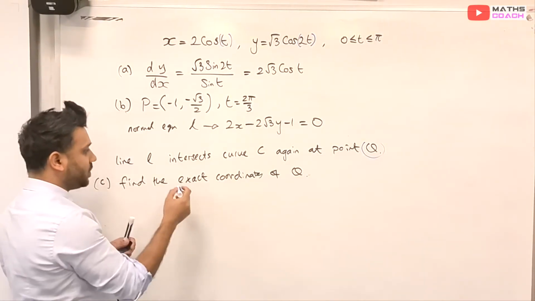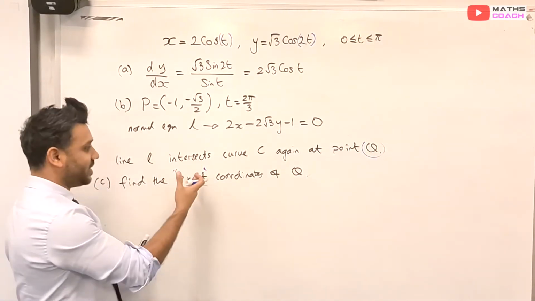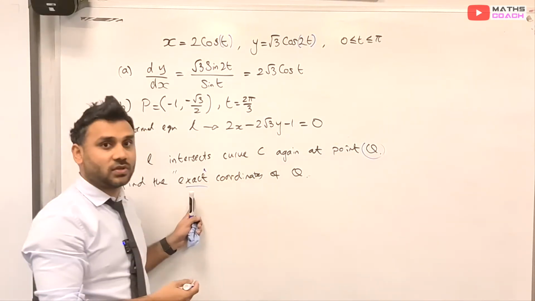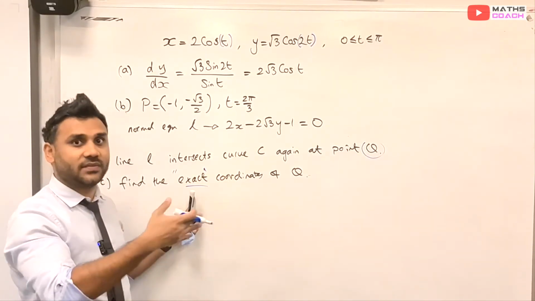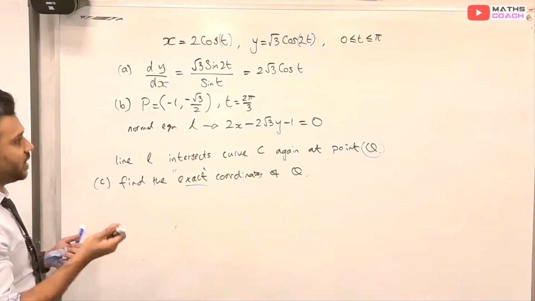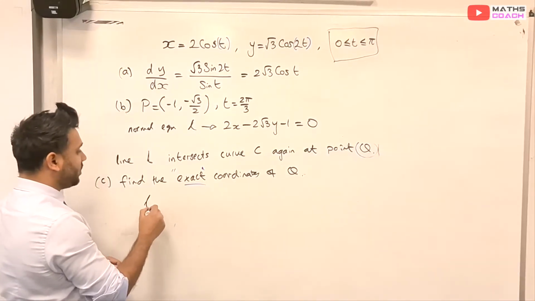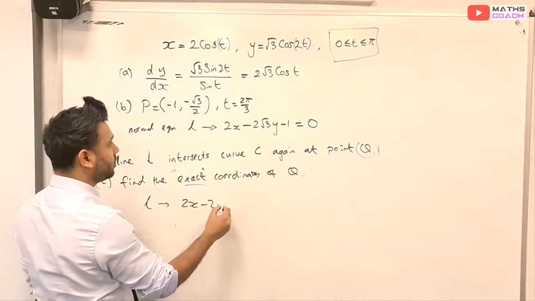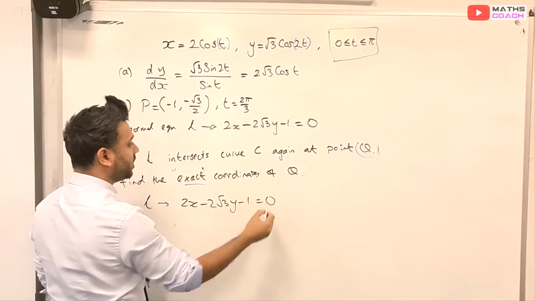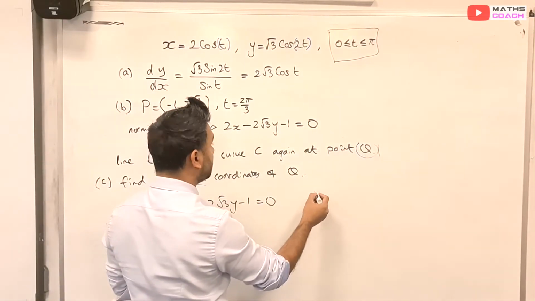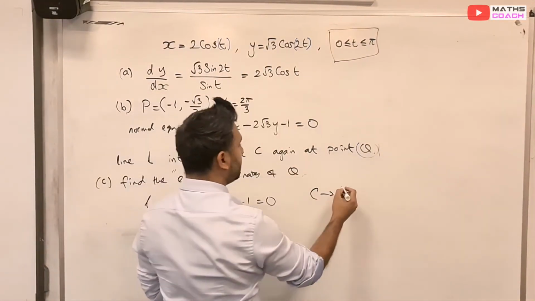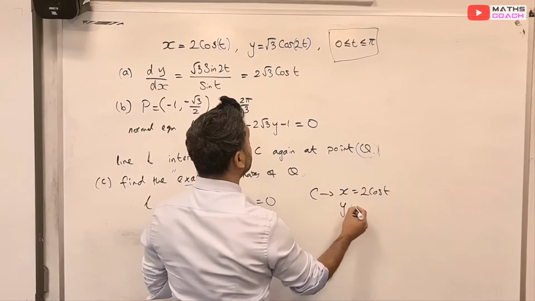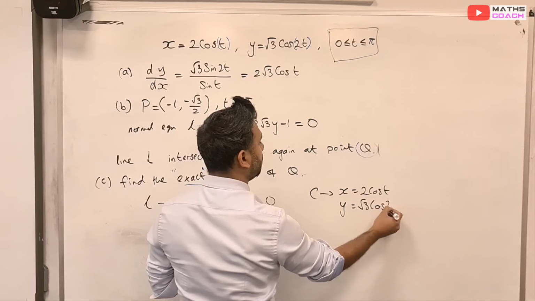Again, special word here is exact. So here the word exact means avoid going into decimals. Give your answer in terms of a third, or if there's pi's in your equation, leave it in terms of pi, etc. Okay, so where do we start from? We need the equation of line L, given here as 2x - 2√3y - 1 = 0. And the equation of the curve C is given by the parametric form on the top here: x = 2cos t and y = √3 cos 2t.